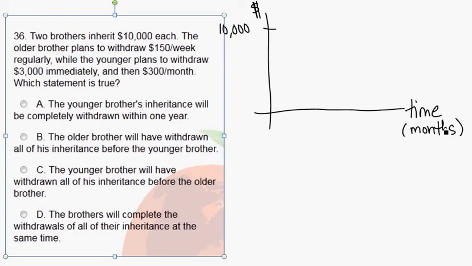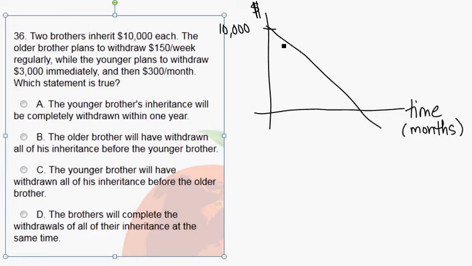So if we think about this in terms of months, since the other expressions are all mostly in terms of months, then actually the older brother is withdrawing $600 a month. So he's going to have a pretty steep decline of how fast he's withdrawing his money. This is just a rough sketch here.